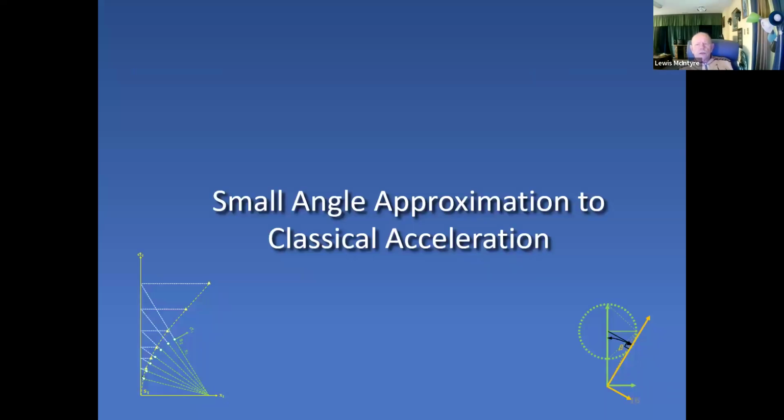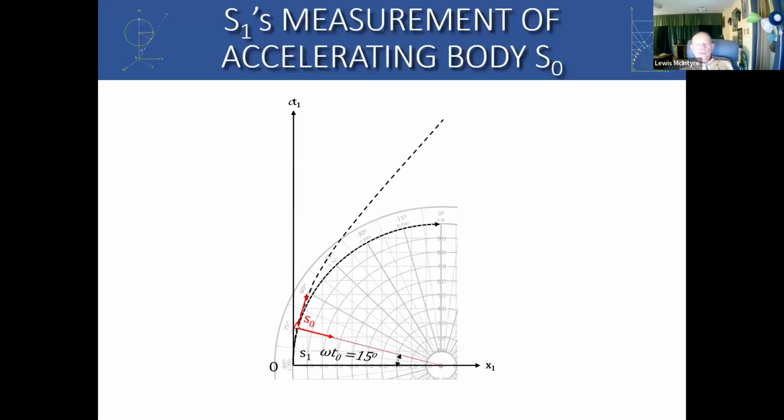In high school, we learned that constant acceleration yields a trajectory x equals 1/2 at squared, which is a parabola. How do we square that with the hyperbolic world line? Let's step through the measurement of S0 and S1. At the beginning of acceleration, velocity is small with respect to c, the speed of light, and the measurement and the event are nearly identical.